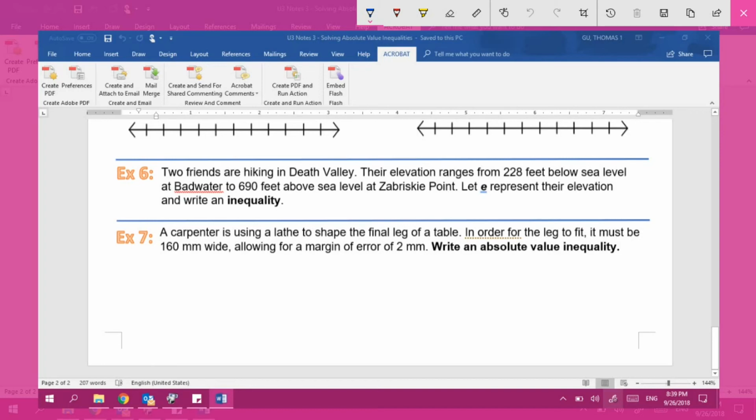So the lowest point that they're at is negative 228 feet because that's below sea level, right? And so that's less than or equal to, because they're actually at the negative 228 feet point. So E represents their elevation. And what's the highest point that they're at? 690 feet. So that means they must be less than or equal to the maximum sea level point, which is 690. And that's the answer. You don't have to solve this. They're just asking for you to write an inequality.